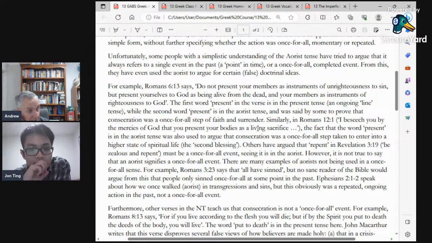And yes, some people have argued that this is a once for all presenting yourselves to God. But the problem with that is that there are other verses in the New Testament which disprove this sort of grammatical argument. I guess we don't know for sure why. Yeah, Paul did that. It's very hard to see any particular reason why the aorist was used in the second occurrence in that verse in Romans 6:13.